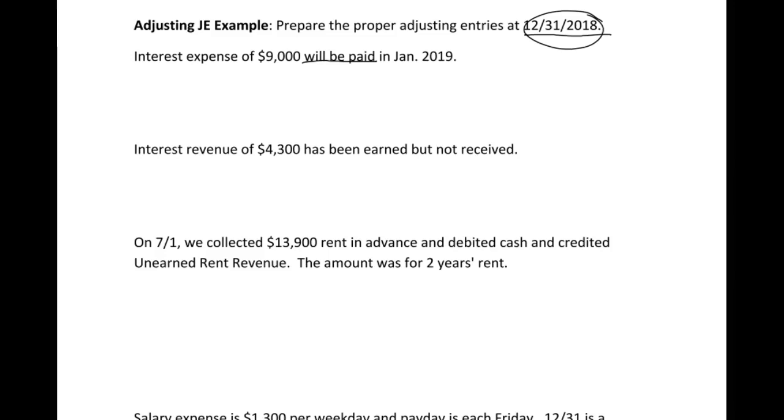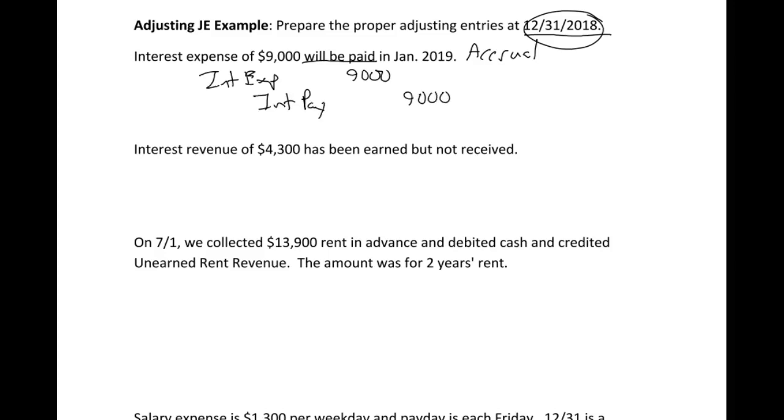Remember, this is going to be an accrual journal entry. With accruals, we're always going to have an expense and a payable, or a receivable with a revenue. Here it's interest expense, so interest expense will be our debit. Remember, we always debit expenses, for $9,000. Our credit is interest payable of $9,000.